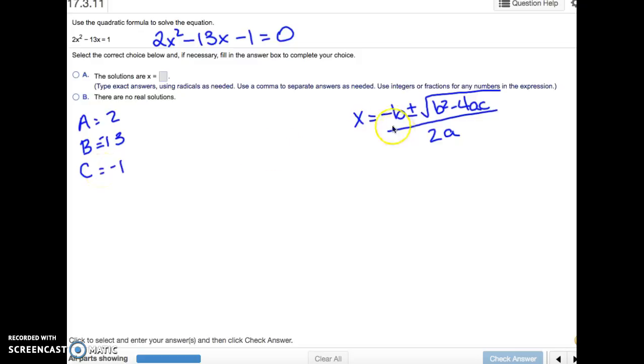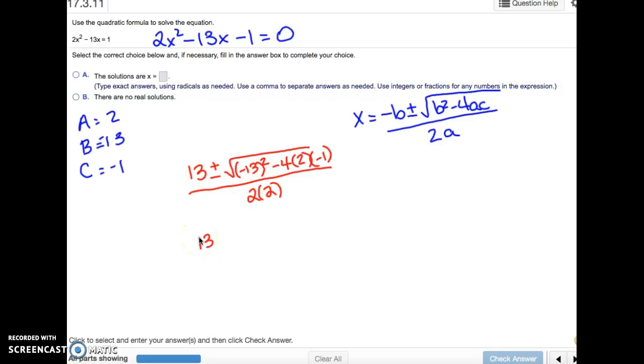So I fill these numbers into my quadratic formula. Negative b, since it's negative 13, I make it positive 13, plus or minus. And then I take the square root of negative 13 squared minus 4 times my a times my c, all over 2 times my a, which is also 2.